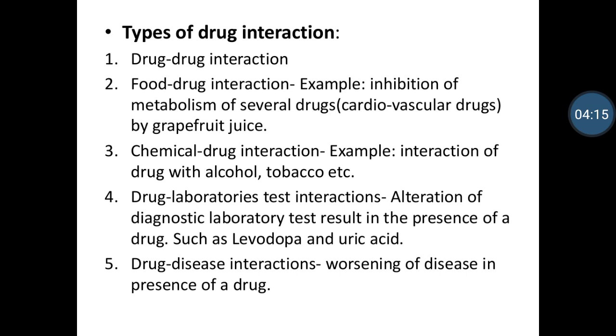After that, chemical-drug interactions, meaning you are taking different types of chemicals and also the drug, so they will produce drug interactions. Chemical-drug interactions: drug with alcohol and tobacco. If you are taking drugs and simultaneously taking alcohol or tobacco, the drugs cannot produce proper activity. Alcohol or tobacco can damage the drug and it does not produce the required type of activity. The damage of the drug will take place.